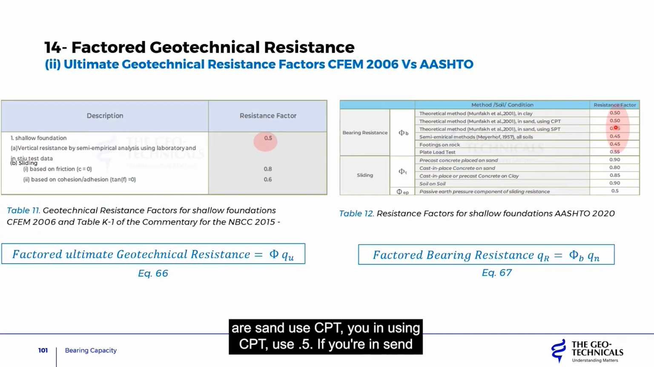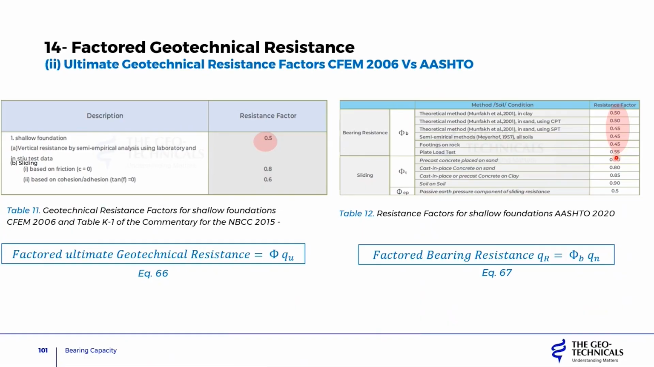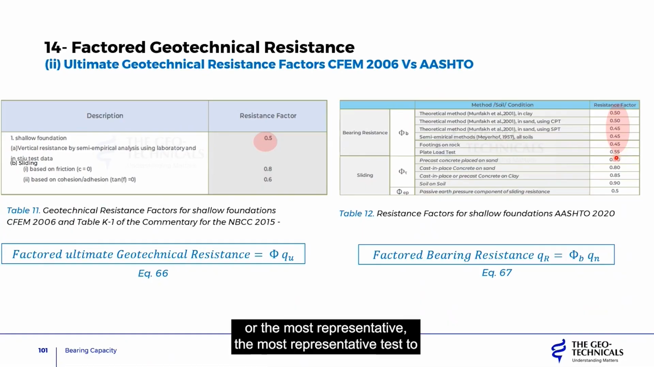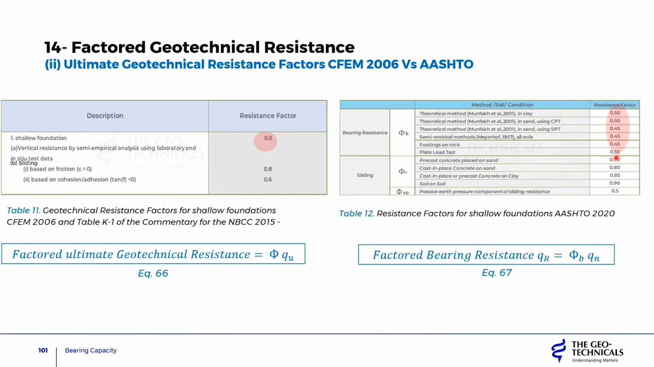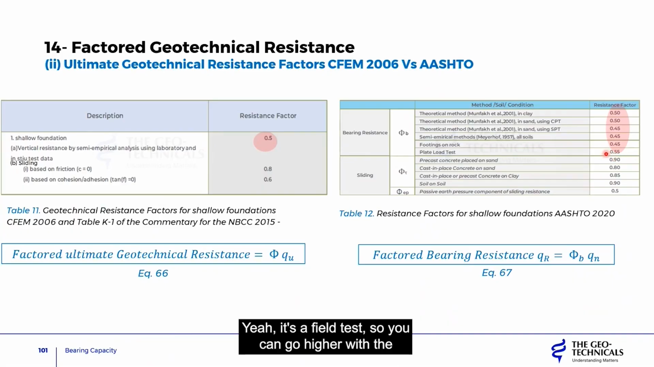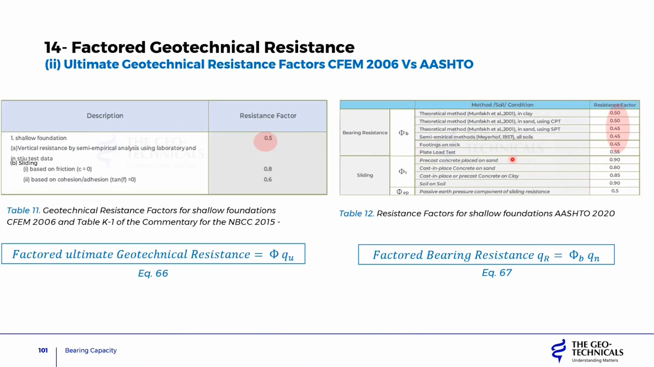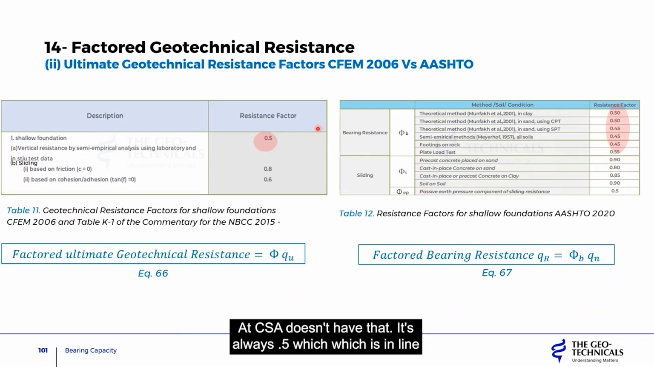If you are in sand, use CPT. And using CPT, use 0.5. If you're in sand using SPT, use 0.45, a bit less. If a semi-empirical equation like Meyerhof, use 0.45. If footing on rocks, use 0.45. If you have a plate load test, that's the most representative test to determine the bearing capacity. It's a field test, so you can go higher with the resistance factor. Use 0.55. CSA doesn't have that. It's always 0.5, which is in line with that.